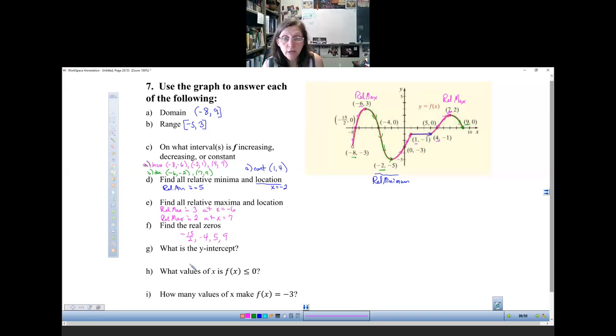Y-intercepts, we only have one of those, and it is at negative 3. It's this point right here. It's the only place where the x value is 0. Remember, we can't have but one of those. Okay? Values where the function is less than 0.